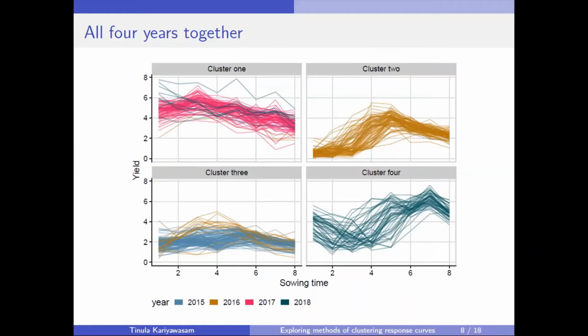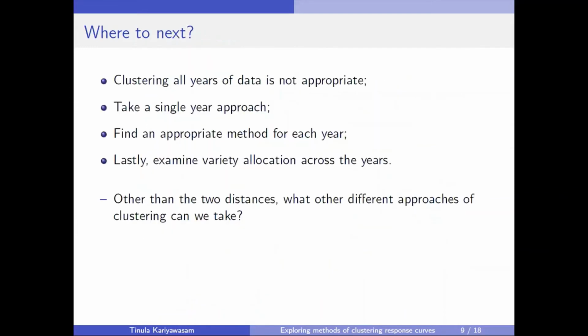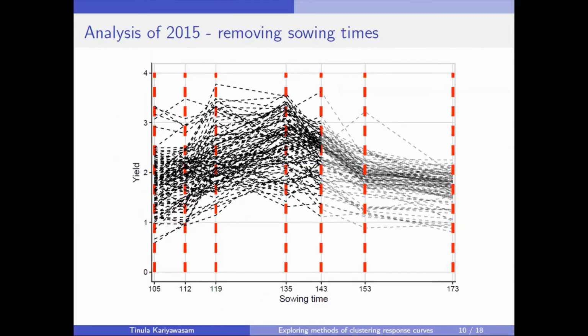We already have 2 different distance measures that we can take, right? So Euclidean and Pearson correlation. What other techniques can we do with our data set? What other handling of the data matrix can we do to work to our aim? So that's what we said. Having a closer look at 2015, these red dashed lines indicate each sowing time. And again, we removed one of them. I think it was the one between 119 and 135.